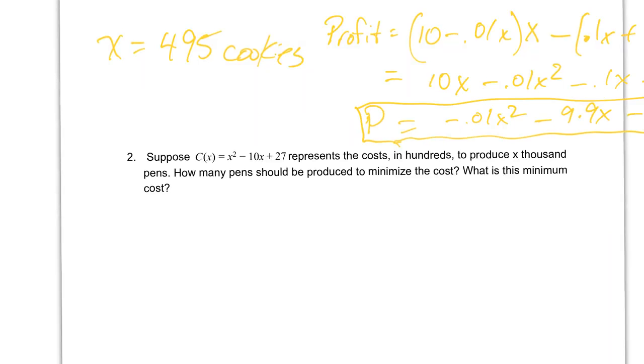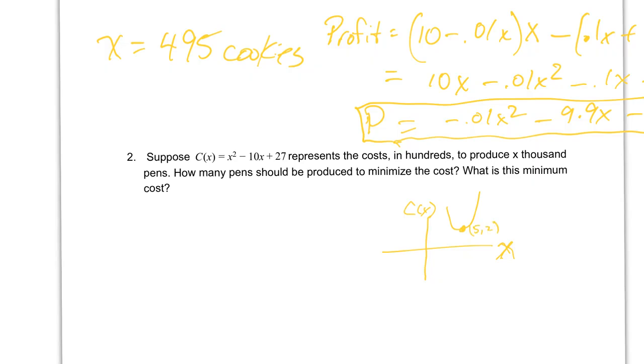Okay, in this second problem, you're going to do a graph, and what you're going to end up with is a graph that looks kind of like this, okay? And when you find the minimum of this graph, this is C of x and this is x, where x is the number of pens in thousands, and C of x is the cost in hundreds. So when you graph this, you get a minimum of (5, 2).